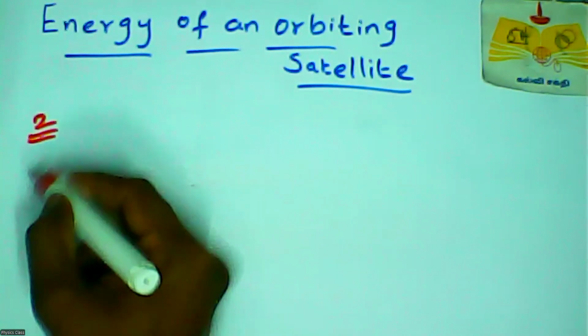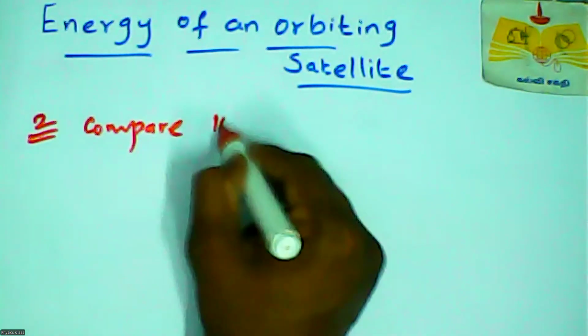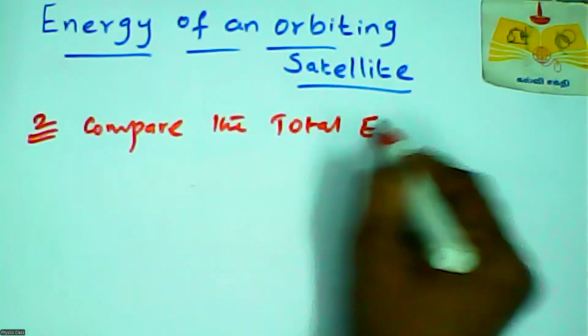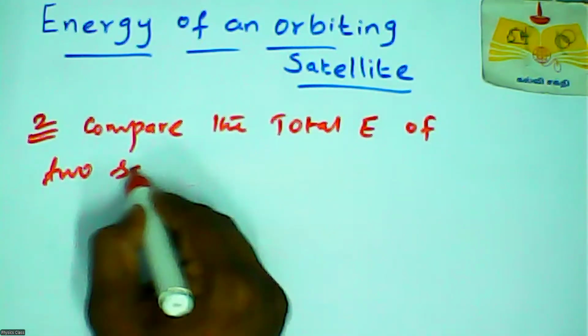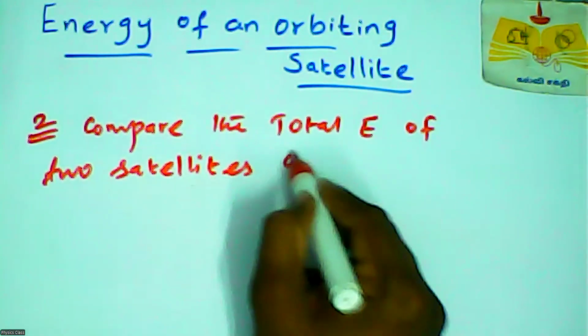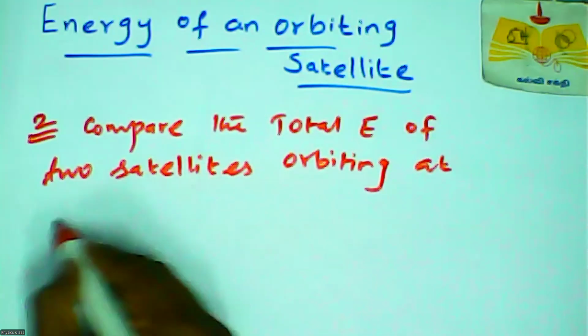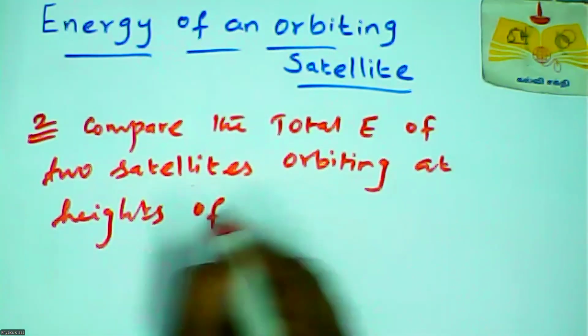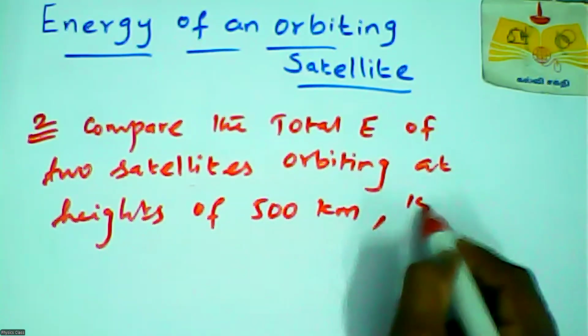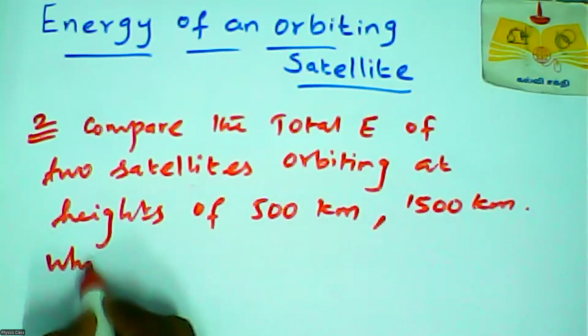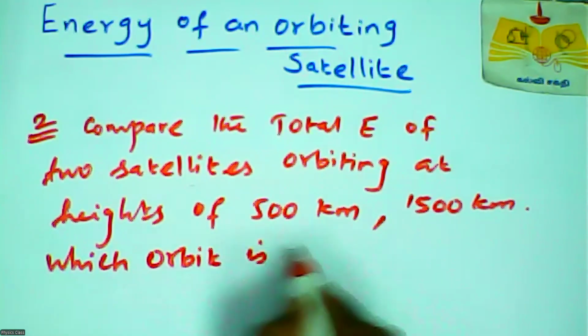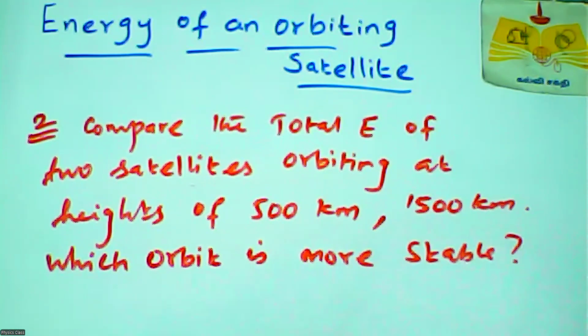Problem number 2. Compare the total energy of two satellites. Two satellites orbiting at heights of 500 kilometer and 1500 kilometer. Which orbit is more stable? Okay. So compare the total energy of the two satellites orbiting at heights of 500 kilometer and 1500 kilometer. Which orbit is more stable?